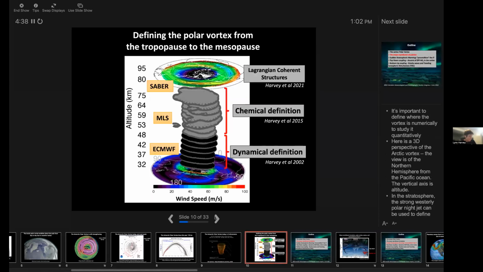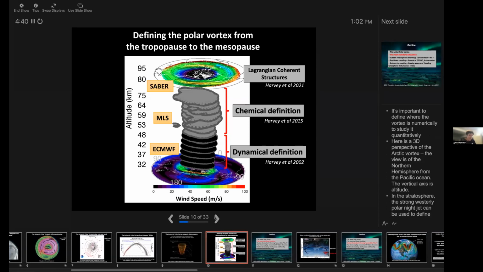Defining the vortex in 3D is important to do numerically in order to study it quantitatively. Here's a 3D perspective of the Arctic vortex. The view is of the northern hemisphere from the Pacific Ocean. The vertical axis is altitude. In the stratosphere, the strong westerly polar night jet can be used to define the vortex edge. That's these black layers, the dynamical definition.